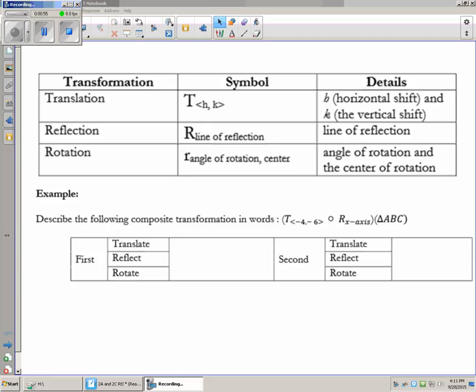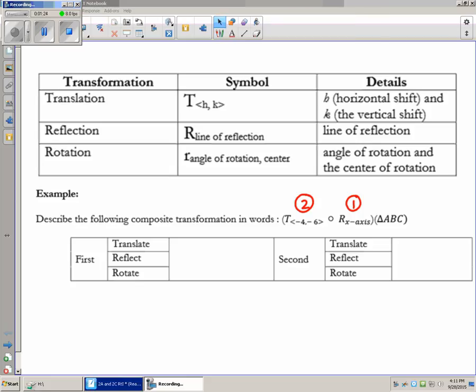Okay, so let's look at the example. The example is asking us to describe the following composite transformation in words. Remember, a composite transformation is a sequence of transformations. So when a composite transformation is written in function notation, it's very important to remember that we read it from the right to the left. So I would first start on the right and move to the left.